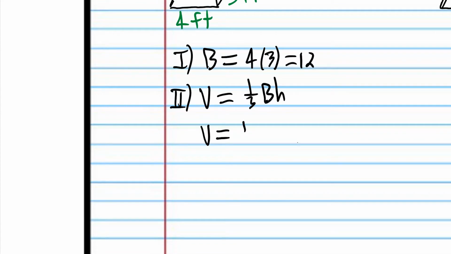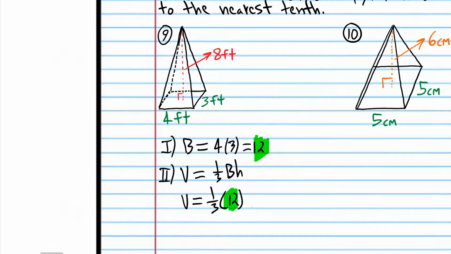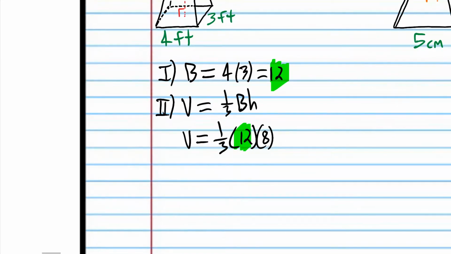So the volume is equal to 1/3 times the base area, which we found up here. So I'm going to go and highlight that, and you see where that came from. And then times the height, and the height of the pyramid is 8. So just crunch those numbers, and we get 32 cubic feet.